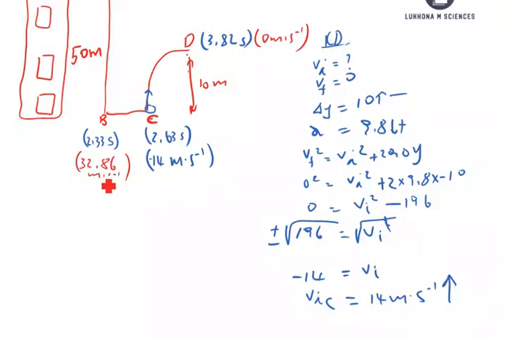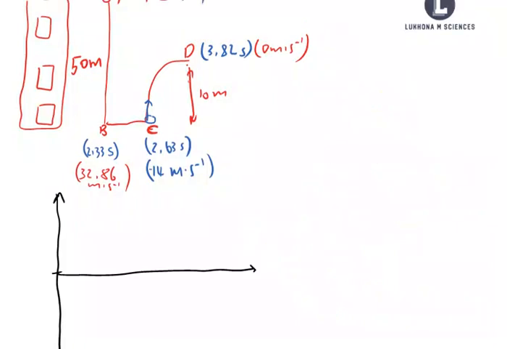Now, since we are drawing the velocity time graph, we need the coordinates. Let's just list the coordinates. So we have point A. The coordinates at point A are, remember, we start with t, that is x, then v, that is y. So the time here is 0. The velocity is 10, which is positive because we take down as positive. That is the first point.